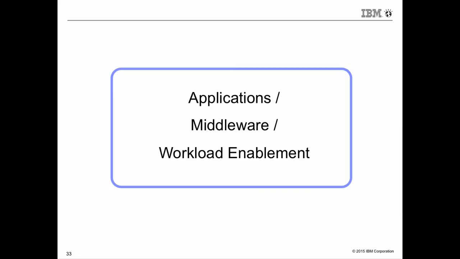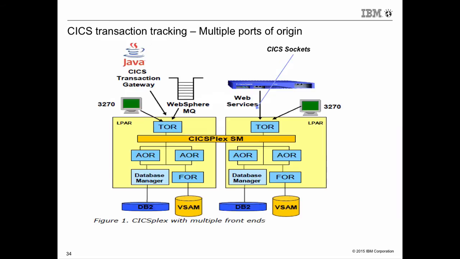So let's move on to another category, applications, middleware, workload enablement. And the first thing we're going to talk about under there is something called CICS transaction tracking. So transaction tracking was something that CICS introduced back in their 4.2 release.